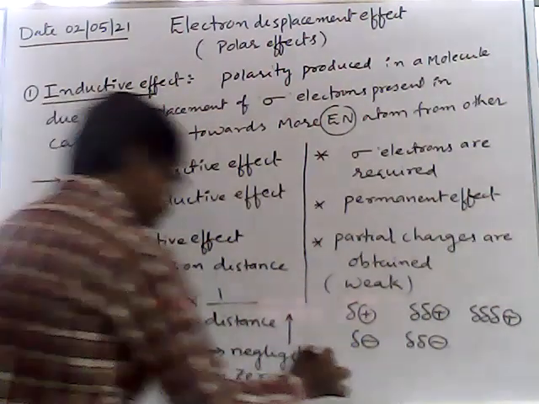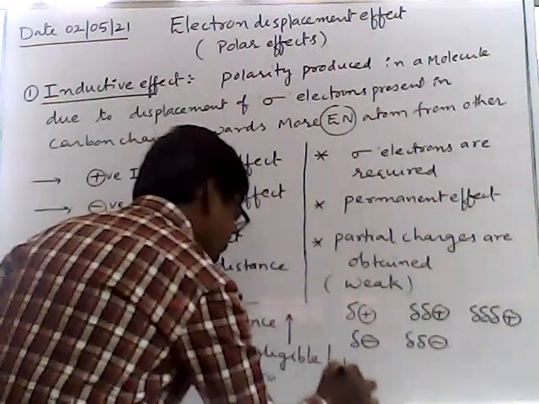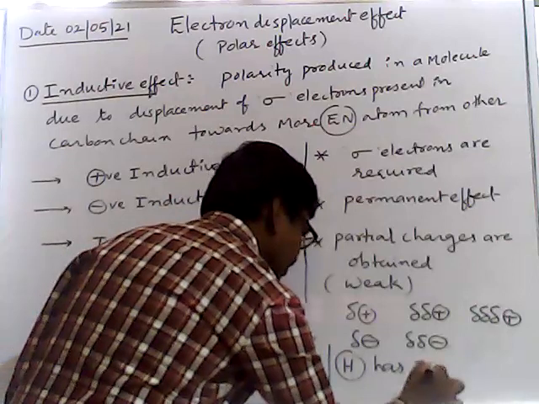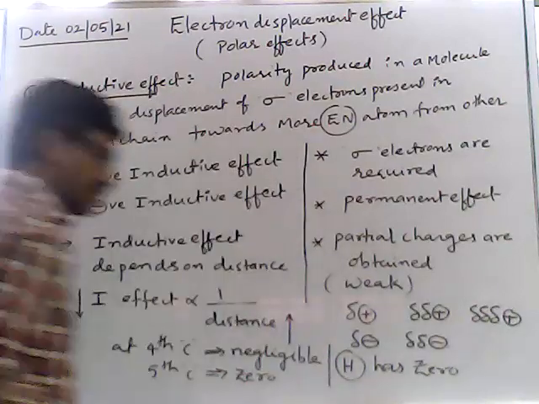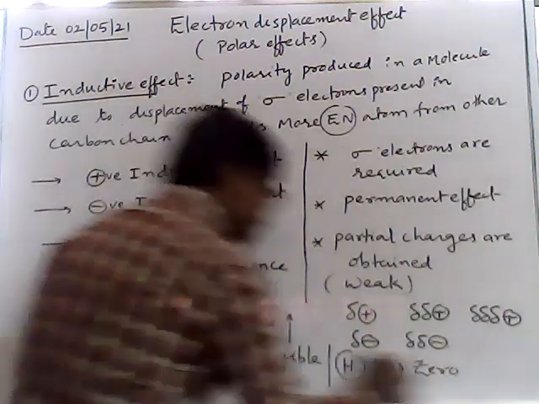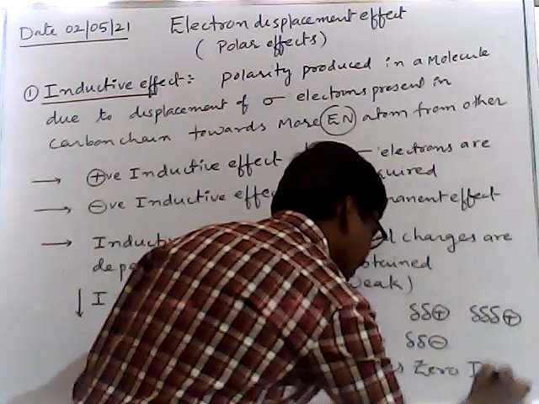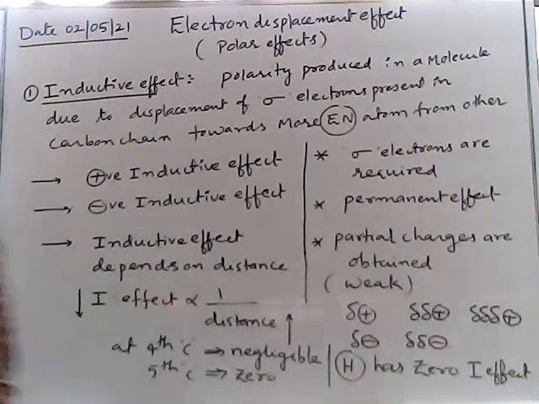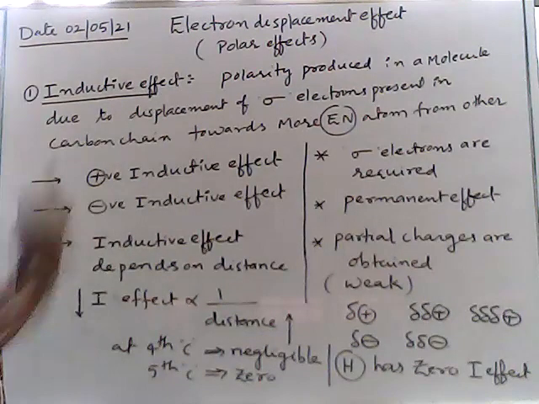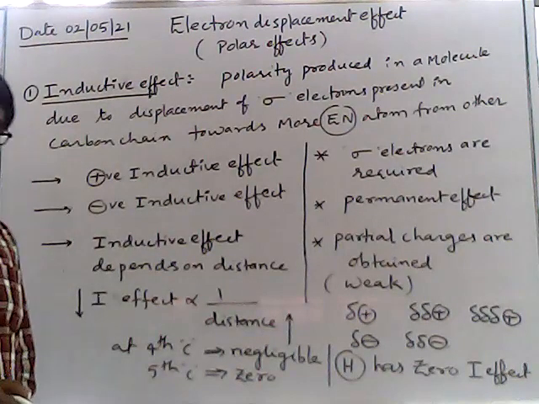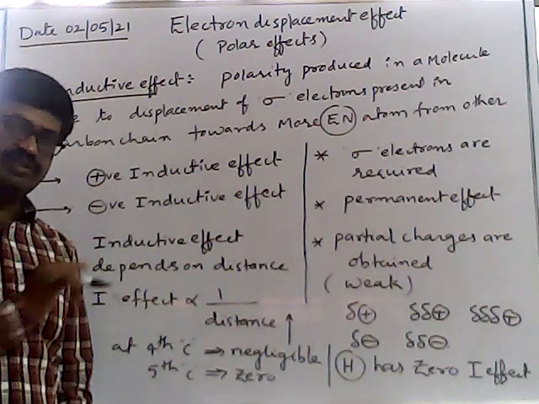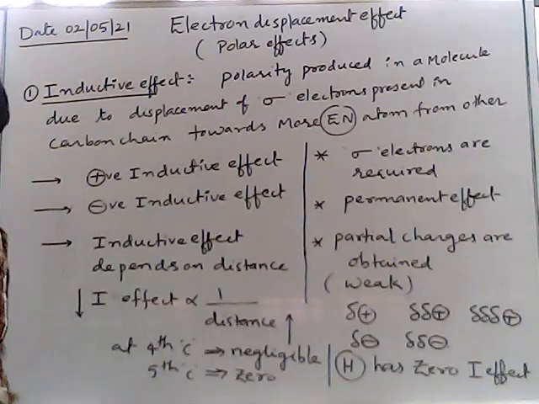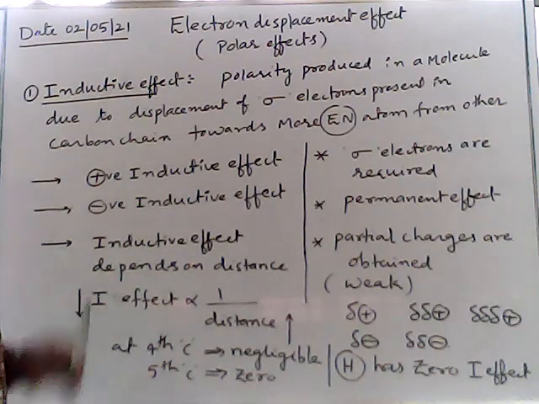One more thing we have to remember is the hydrogen atom. Hydrogen atom has zero inductive effect. We have to assume its inductive effect is zero. It has no minus I effect, no plus I effect. Its effect is zero. So this is the information. If you want to take this down, please pause the video and you can write it afterwards. Okay. Then we'll go to the next screen.